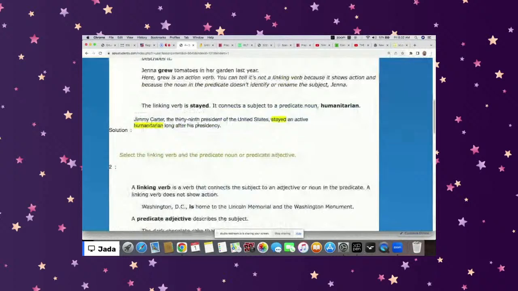Jimmy Carter, the 39th President of the United States, stayed an active humanitarian long after his presidency. So the linking verb here is stayed. It connects a subject to a predicate noun, humanitarian. Okay.